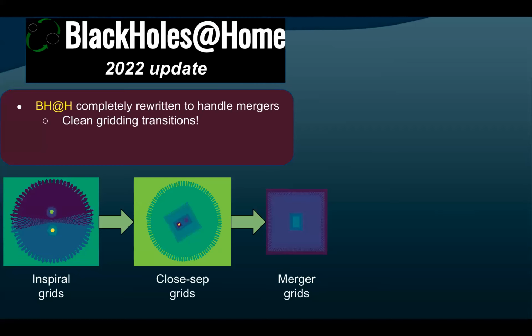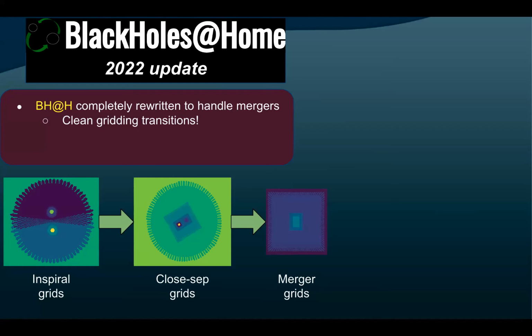Right, so last year when I hosted the Einstein Toolkit workshop at the University of Idaho, I gave an update on the project, underscoring that it had been completely rewritten to handle mergers. And the key innovation here was what I refer to as a Lego building blocks approach for setting up these diverse multi-patch coordinate systems or numerical grids. And it sort of boils down to this.